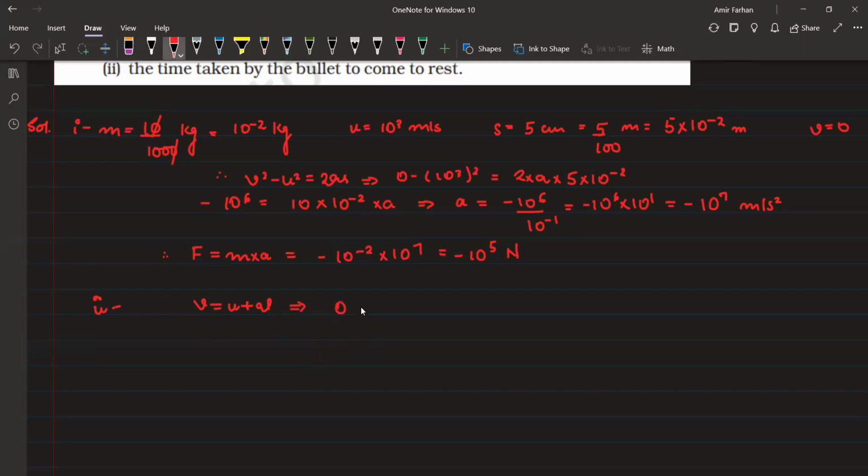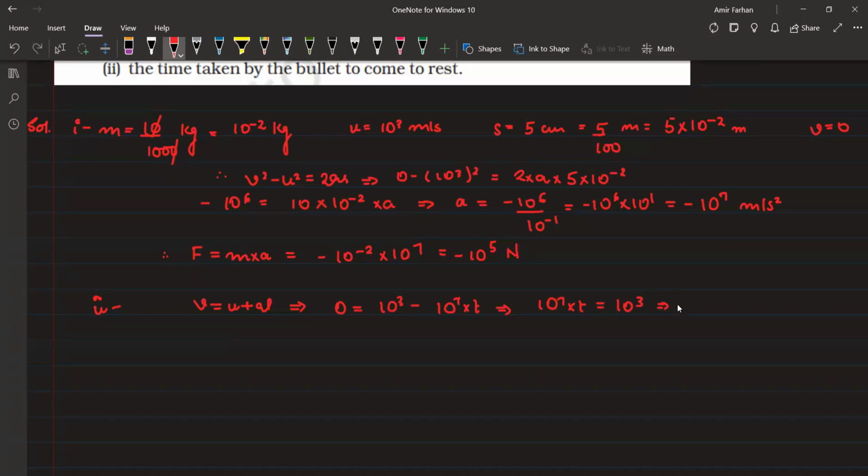So V is 0, U is, sorry, 10 to the power 3, minus, because this is minus, into 10 to the power 7 into T. So this will go to the left-hand side to become positive. So 10 to the power 7 T is equal to 10 to the power 3. Clear?